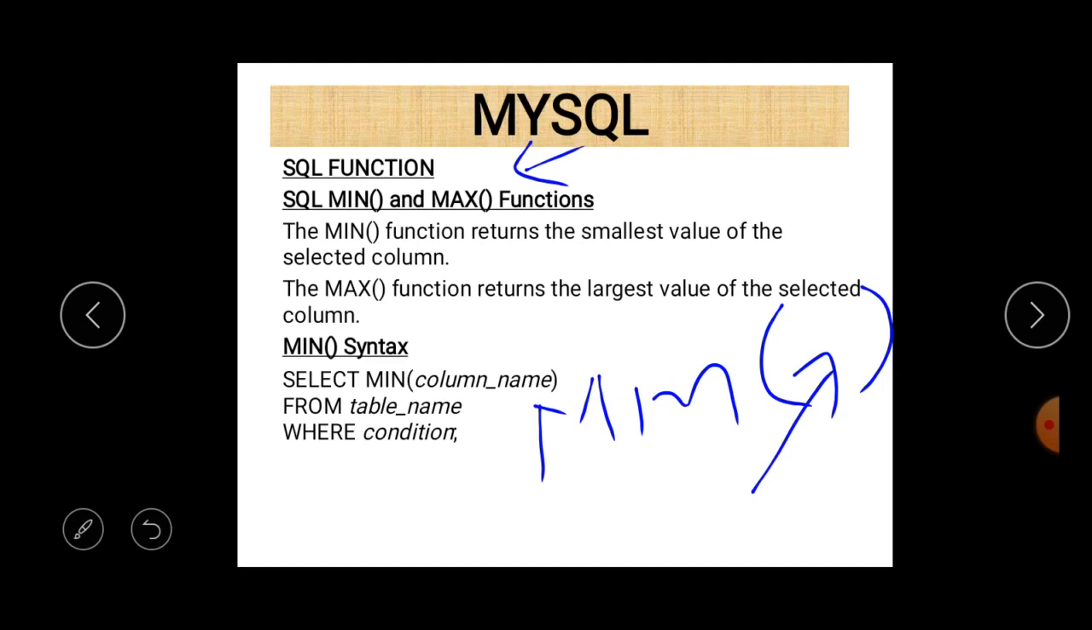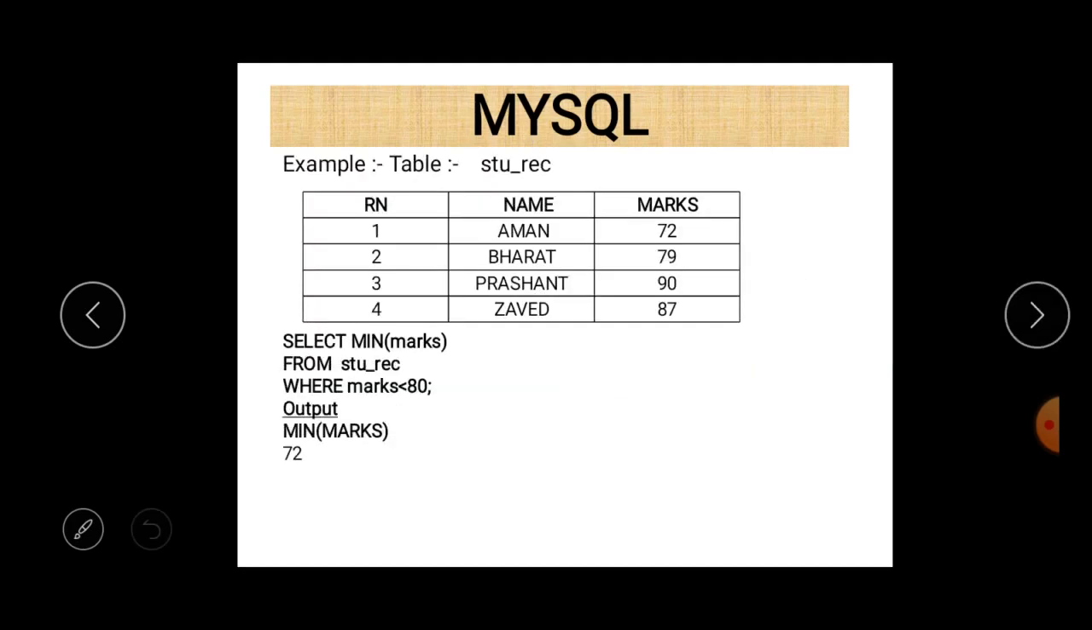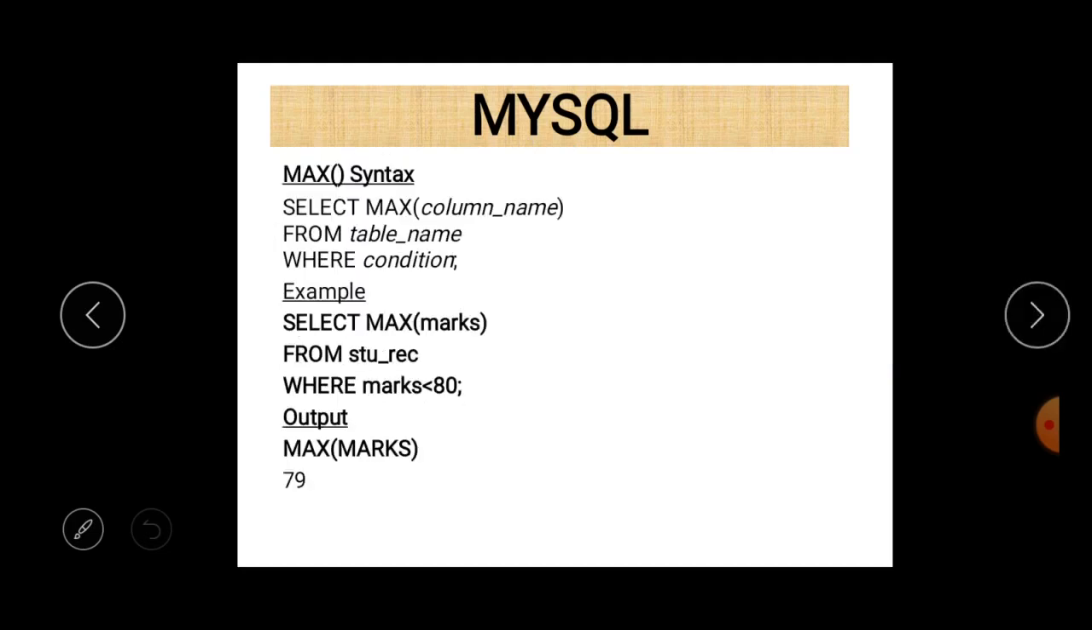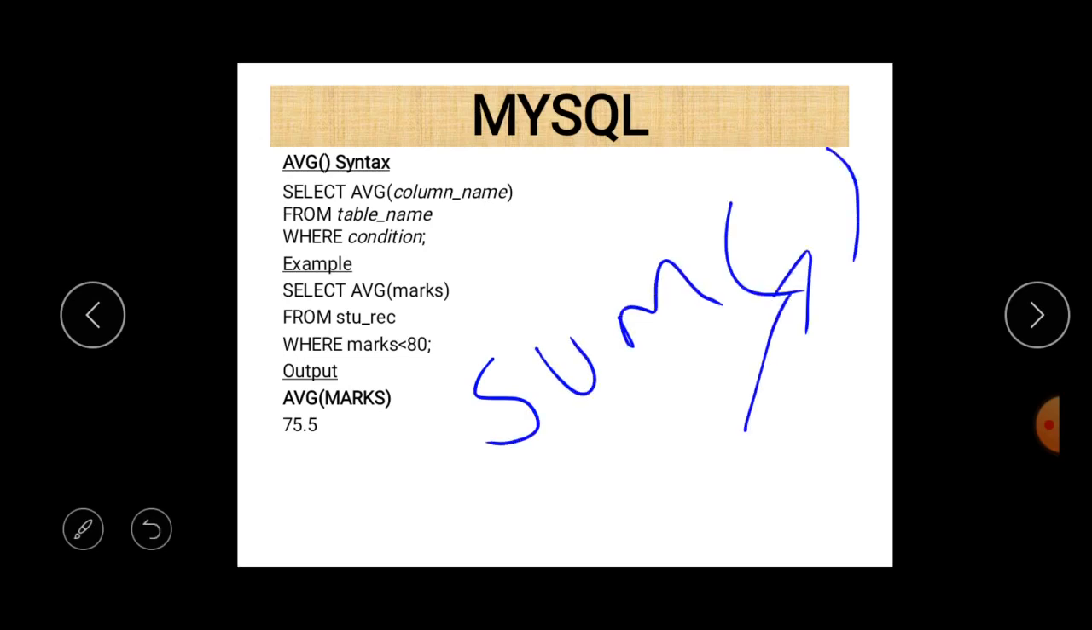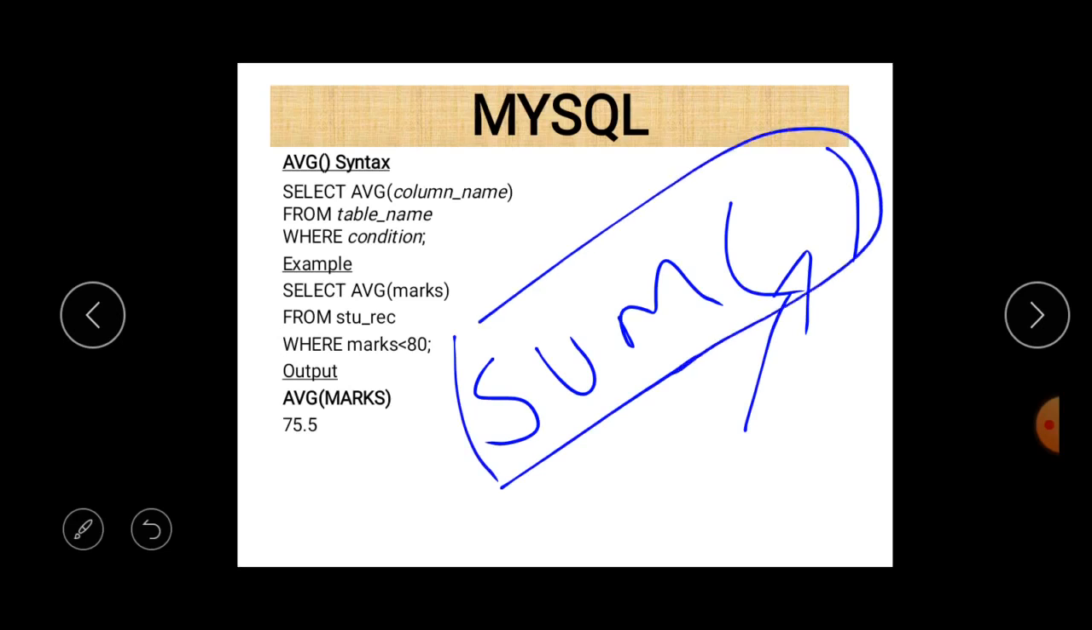If you write count, then it will count the total number of records related to that particular column. And at last there is sum. If you want to find the sum of all values related to a particular column, then use sum, and within parentheses you can write the name of the column. And the second important thing is that you cannot use them individually, they are used with the select statement.